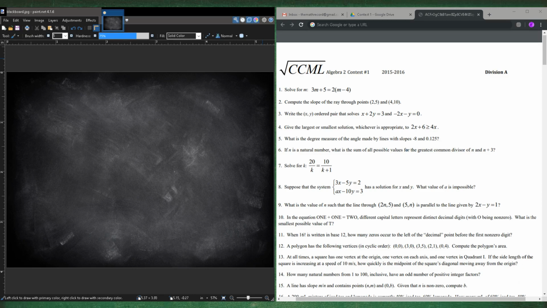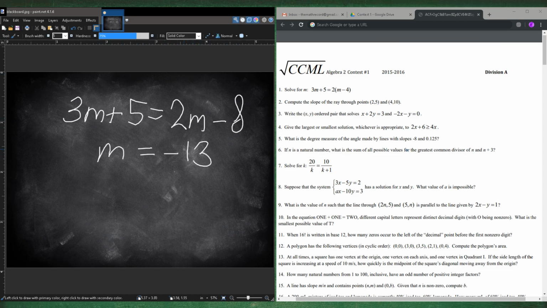Today we'll be covering the CCML Algebra 2 Contest 1 2015-2016 Division A. Okay, number 1. Solve for m. 3m plus 5 is equal to 2 parentheses m minus 4. So you got 3m plus 5. Distribute in the 2, so 2m minus 8. So m is equal to negative 13. Basically, that's just that simple.